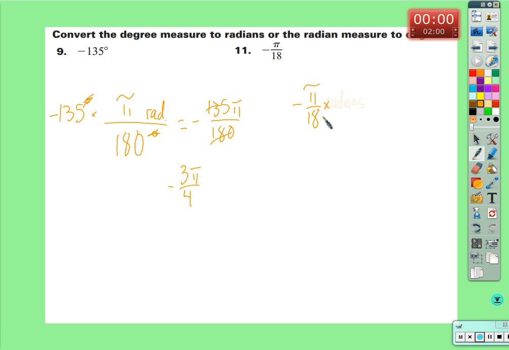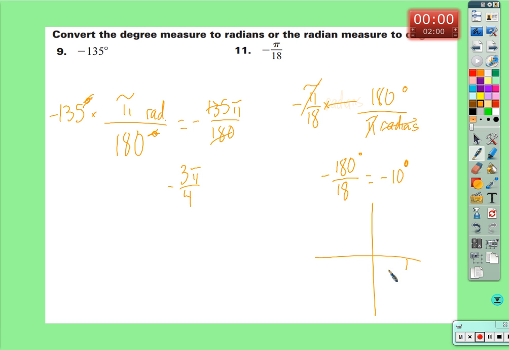Okay, so negative pi over 18 times, well, now we're going to cancel out those radians, right? The denominator of this thing, we want radians. We can cancel out those radians. We got the radians down here canceling with these radians. And we got the degrees up here, 180 degrees to pi radians, 3.14 radians. And pi goes to pi. So let's make it a little bit more clear what all is left here. So you got 1 over 10.